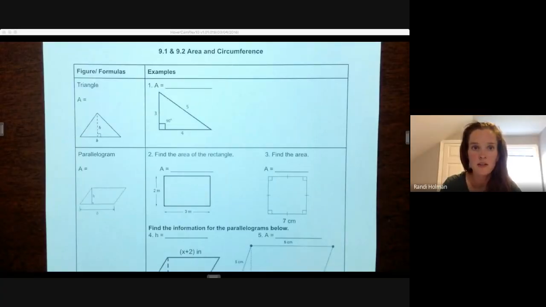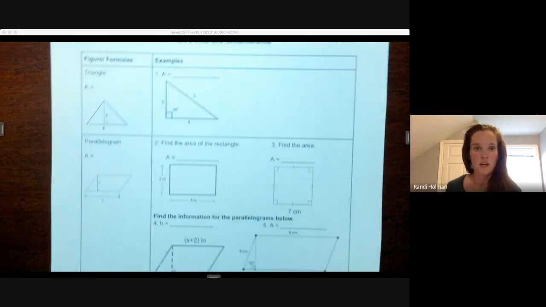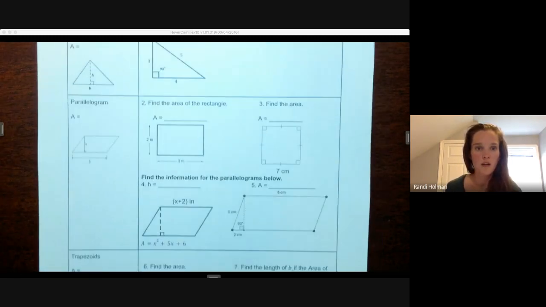Welcome. This video goes over sections 9.1 and 9.2, which is area and circumference, including some polygons as well as circles. So we're going to start off, we're actually going to skip over the triangle here to our parallelogram.